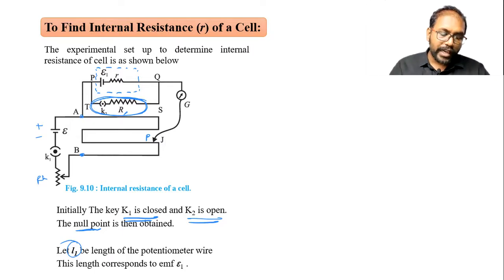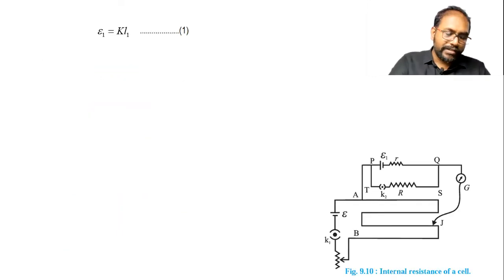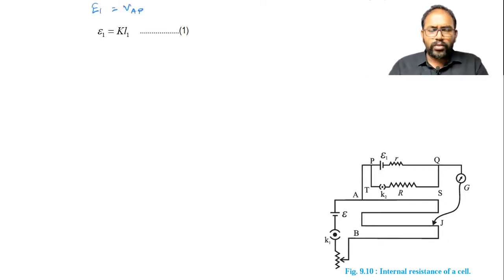It means that we have not connected this capital R to the galvanometer. Only this cell is connected to the galvanometer, and we find this balancing point P. It means that this E1 balances the potential difference across AP. So I can write E1 is equal to VAP, or this VAP is equal to KL1. So this is equation number 1.